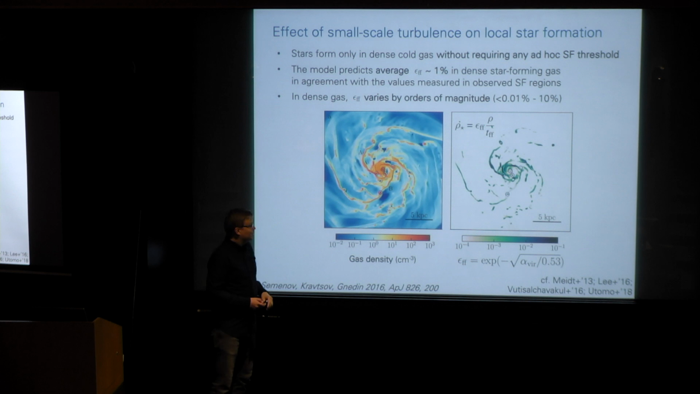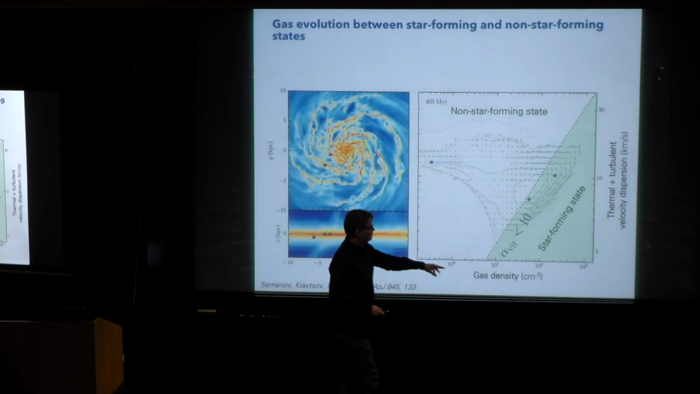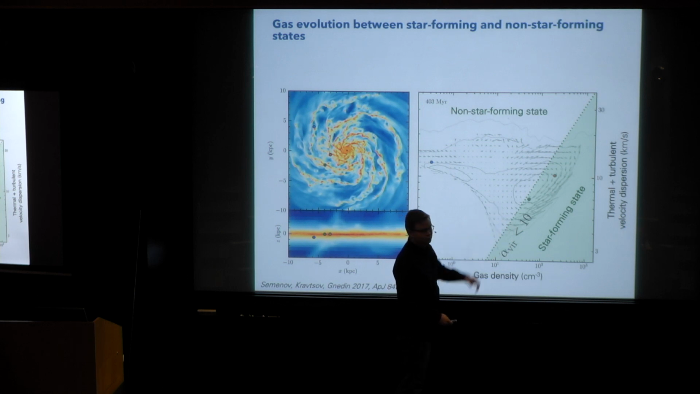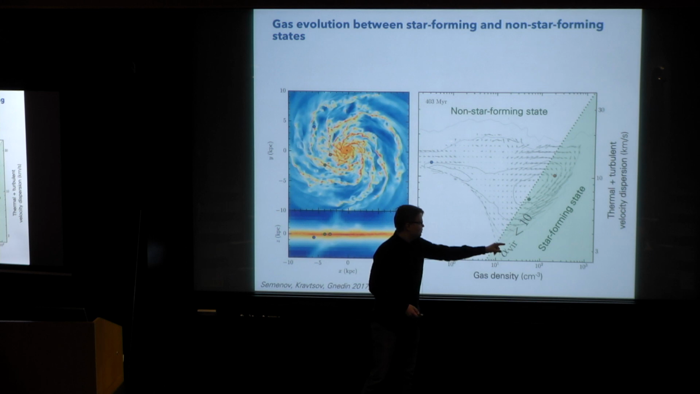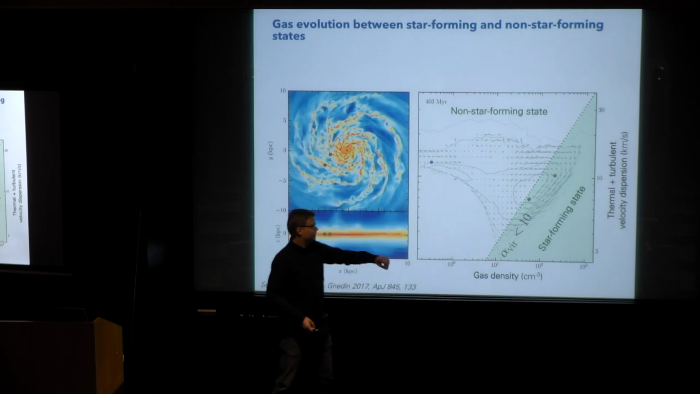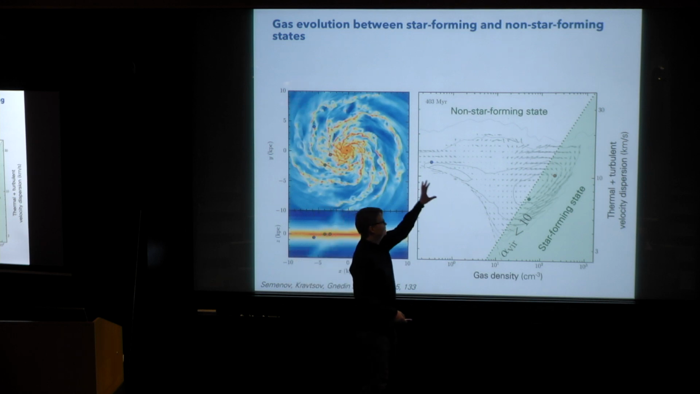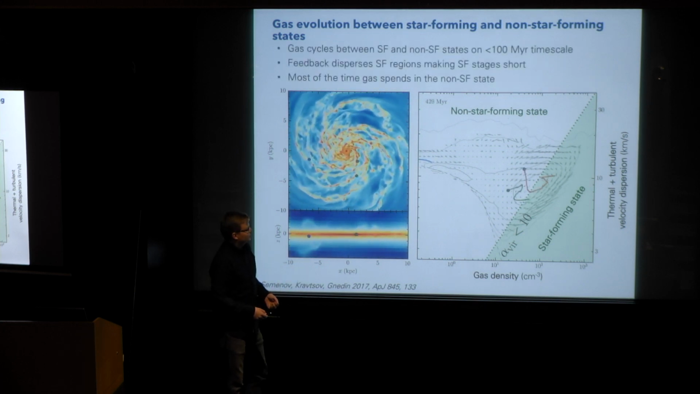To do this, we can look at the evolution of gas in this plane of gas density and total velocity dispersion, which includes both turbulent and thermal motions. This shaded region shows the region of phase space where the virial parameter is low enough that gas can form stars, and in the rest of the interstellar medium, it's non-star-forming. It's a simulation, so we can trace the evolution of individual gas parcels, and this is how this evolution looks.